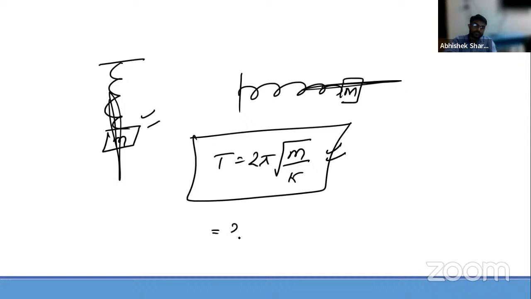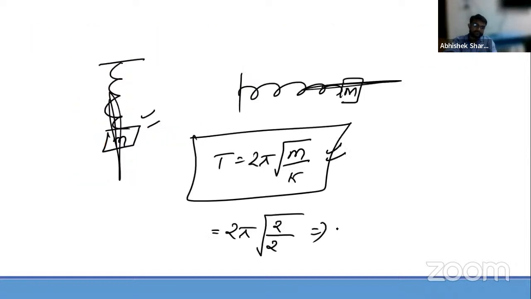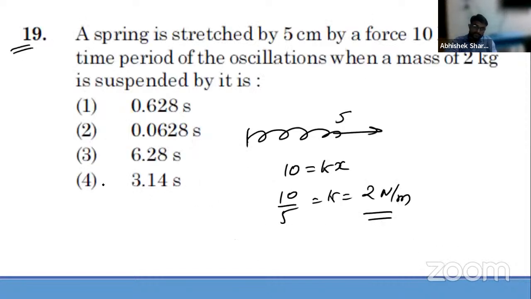Okay? So this is 2 pi under root m. Mass is how much? 2 kg. K is how much? 2. So time period comes out to be 2 pi. So 2 pi approximately is how much? 3.14, 2 fours are 8, this is 6.28 seconds. That is the option. This is how much? 6.28 seconds. Got it? Yes.